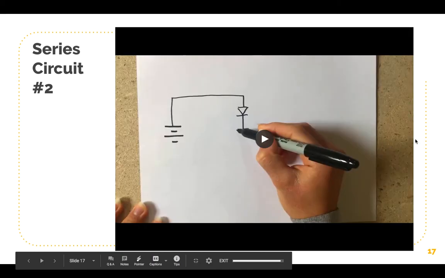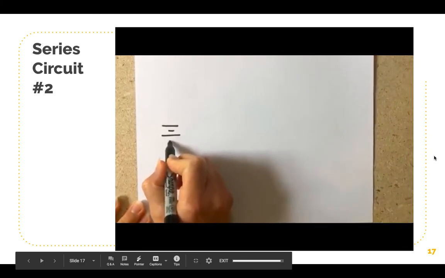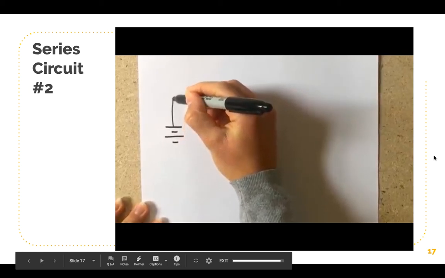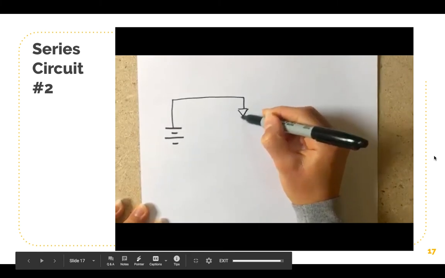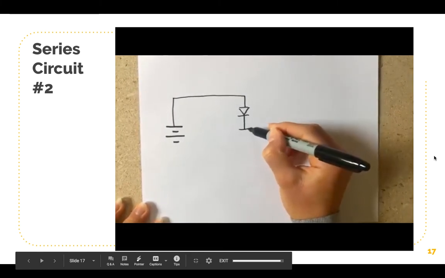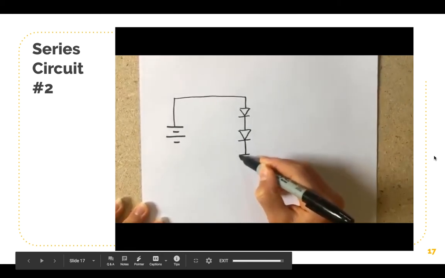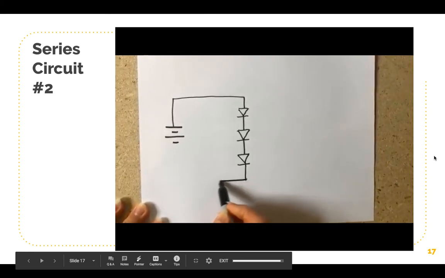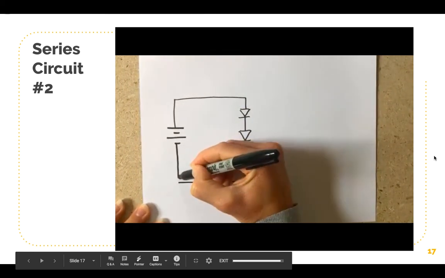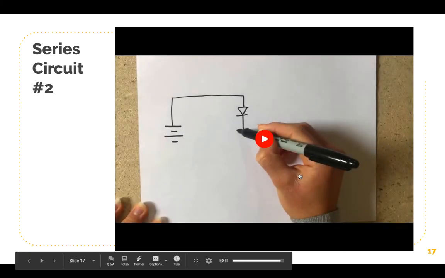So just to show you a different style of drawing a series circuit, it's going to be the same circuit with 3 LEDs, just drawn a little differently. So we have the battery starting with the positive side on top, wires coming out. I got my first LED, my second LED, my third, and see here they're all positioned on one side of the circuit. That's okay. It's totally fine if you draw your circuit like that.